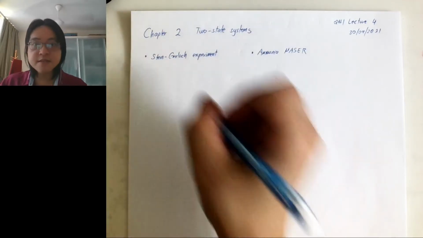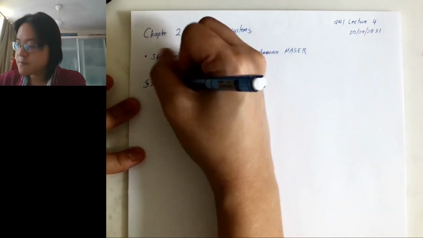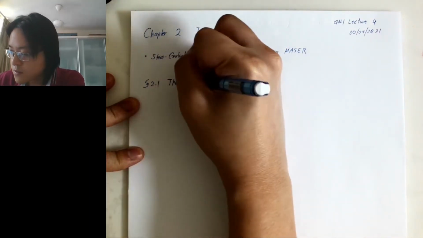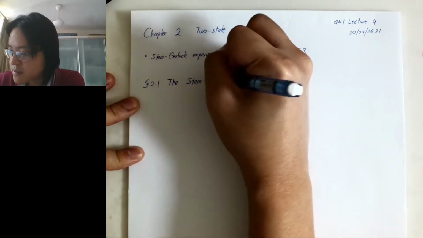So this is section 2.1, right? Let's get started with the Stern-Gerlach experiment. It's two scientists, somebody named Stern and Gerlach.